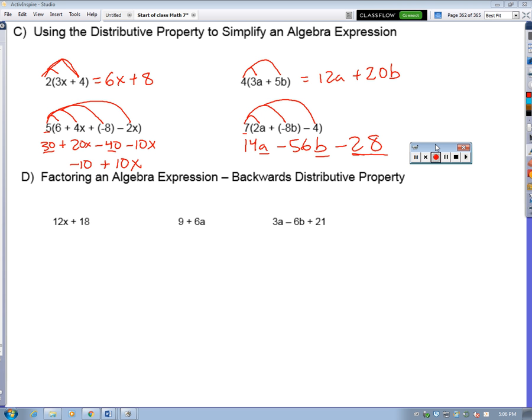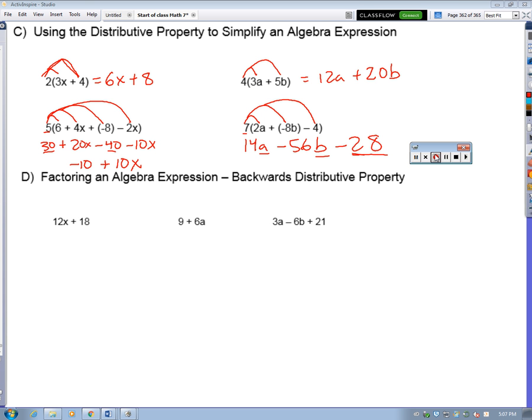When I use the distributive property, I went from having something in parentheses, some grouping, out to some really long expression. Well, now I'm starting with a long expression and I'm taking it back into a grouping and multiplying. So it's working the exact same thing backwards. So how to do this?